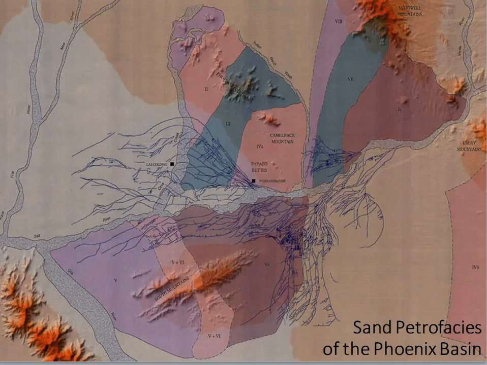So David Abbott and his colleagues mapped these surfaces, these petrofacies, these rock surfaces, to identify where there were similar distributions of sands containing the same minerals, as well as different distributions of sand containing different minerals.